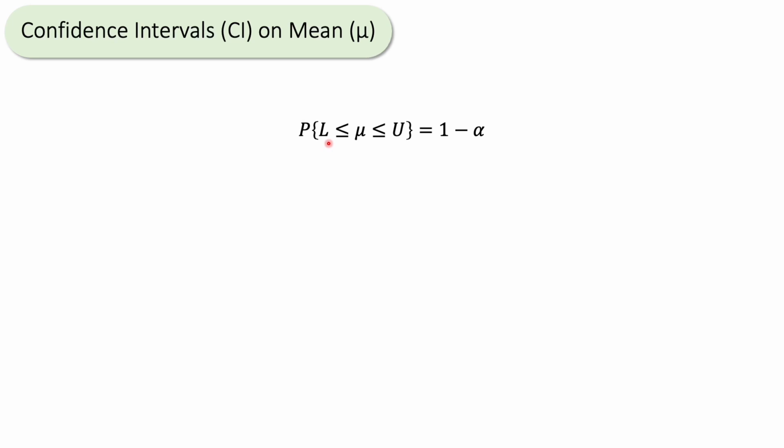The boundaries of this interval are, the lower boundary is L and the upper one is represented with U, and this one is called the confidence interval. And this is how we can find it. If we are given the value of alpha, which as you know is the type 1 error, using this formula we can get the confidence interval, and 1 minus alpha is called the confidence coefficient.